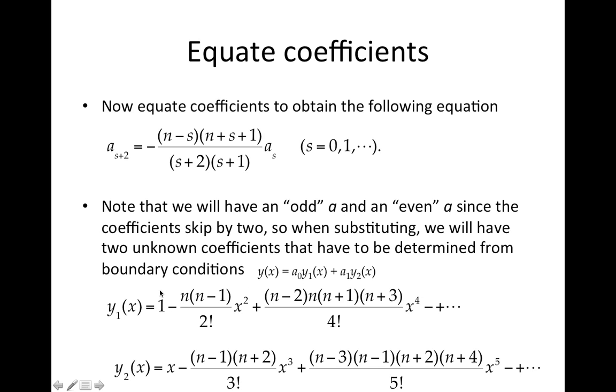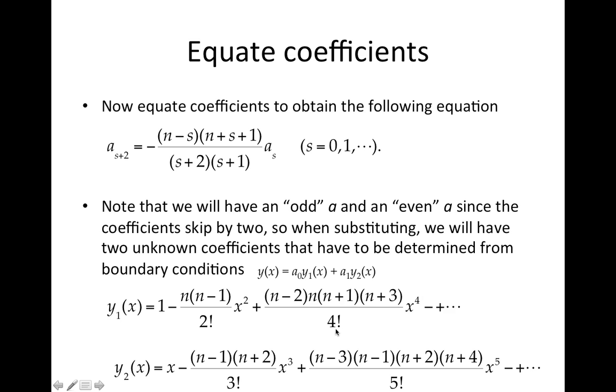So a sub 0 multiplies this whole thing in your general solution, and then your y2 is going to have coefficient a sub 1. It'll multiply this whole thing because there is no relationship between a0 and a1, because the recursion relationship skips an index. Once again, we expect this because this was a second order differential equation. So we're going to expect an unknown a sub 0 and a1. We're going to have two unknown coefficients that are determined by boundary conditions.